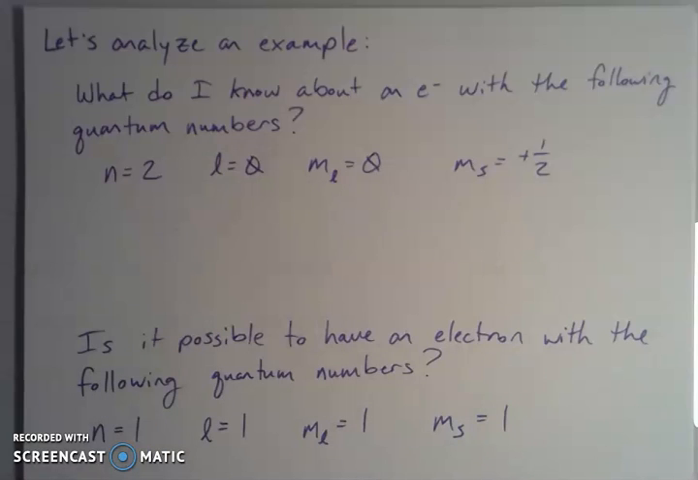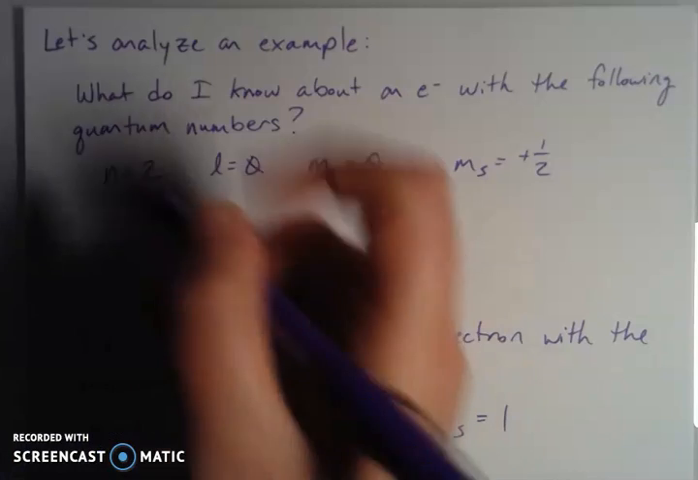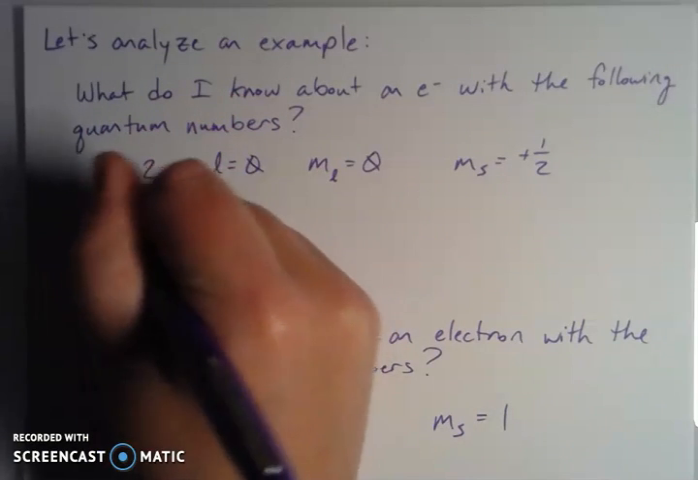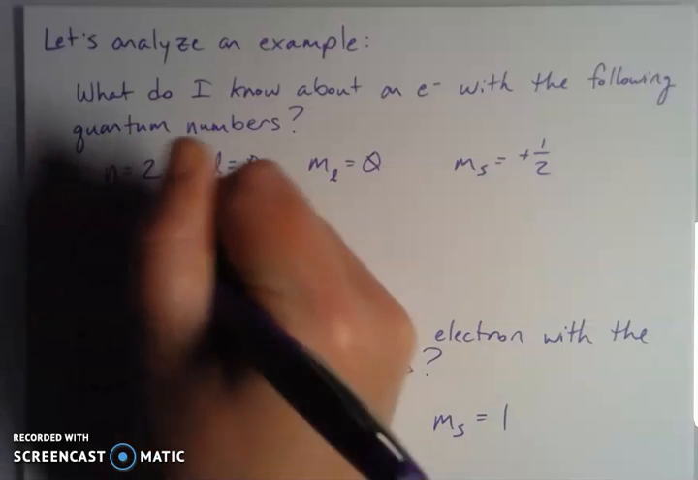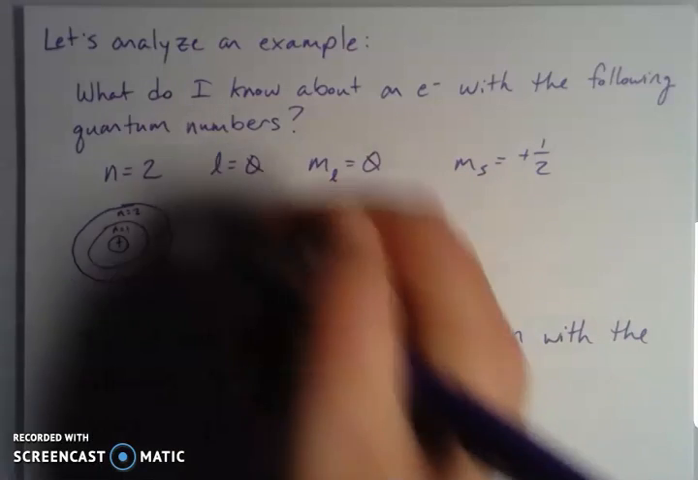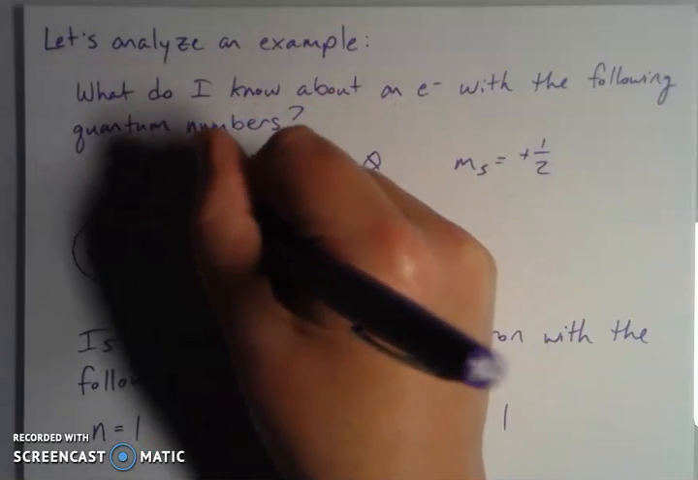Okay, so let's look at the first one. What do I know about an electron with the following quantum numbers? Well, n equals 2 means that I'm in the second shell. If I'm visualizing my Bohr model of the atom, here's my bullseye. N equals 2 means that I have an electron in the second shell. So second shell, a little bit further away from the nucleus than my first shell. The l equals 0 means that it is an s orbital.